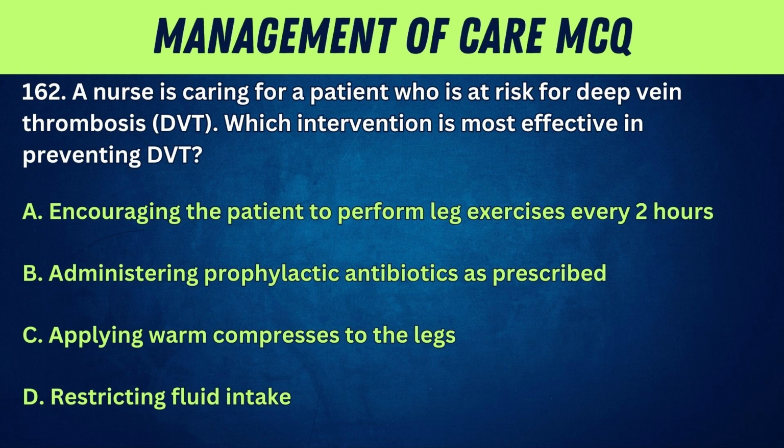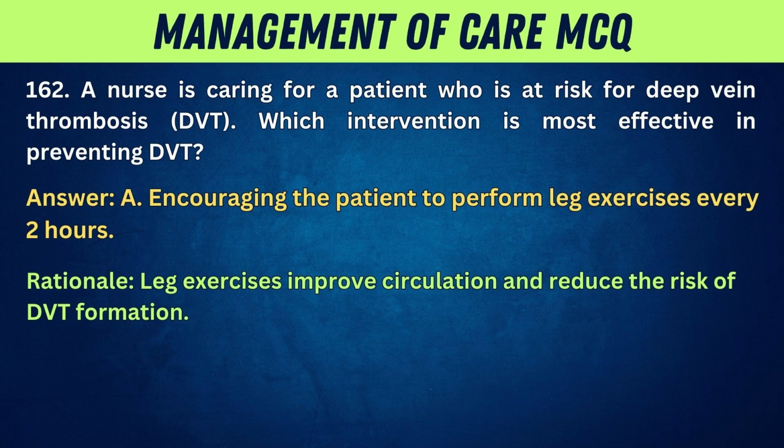162. A nurse is caring for a patient who is at risk for deep vein thrombosis, DVT. Which intervention is most effective in preventing DVT? A. Encouraging the patient to perform leg exercises every 2 hours. B. Administering prophylactic antibiotics as prescribed. C. Applying warm compresses to the legs. D. Restricting fluid intake.